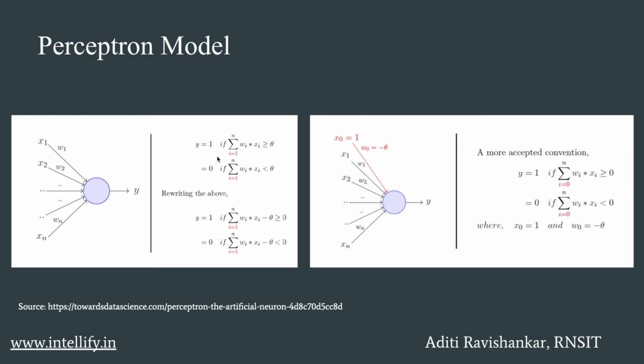You can write the same equation as y is equal to 1 if this summation minus theta, bring this theta to the other side, minus theta is greater than or equal to 0, and y is equal to 0 if this weighted sum minus theta is less than 0.